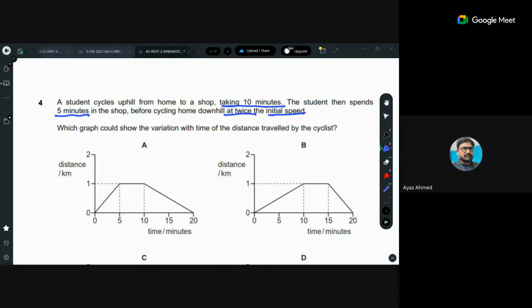So when it moves down the hill with twice the speed, it means the velocity would be double, definitely.